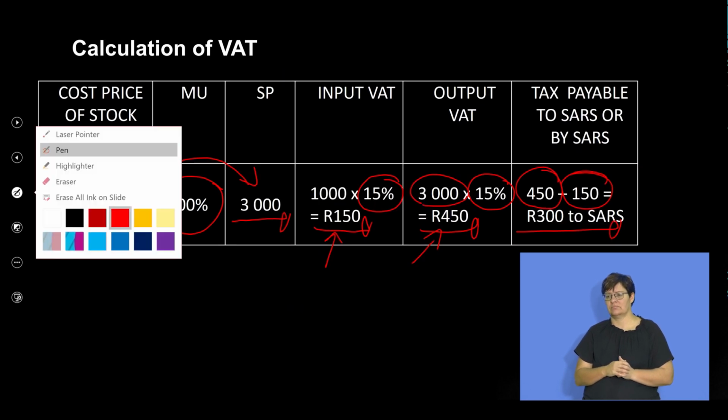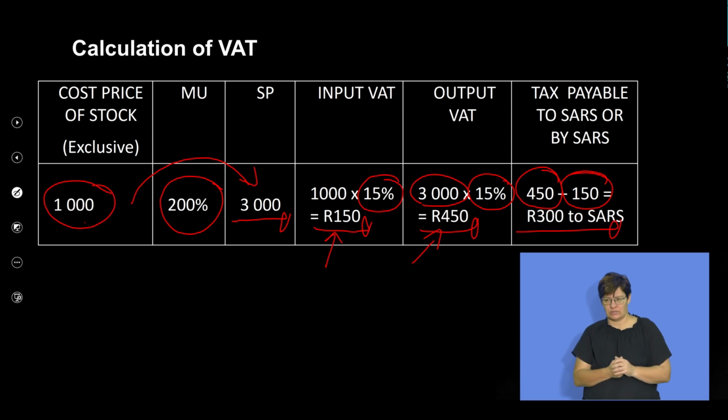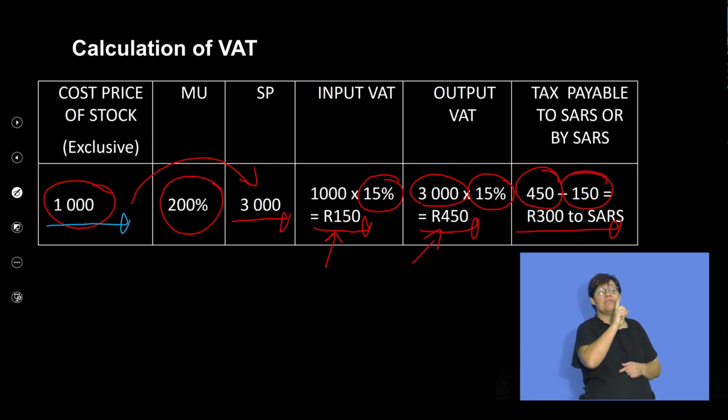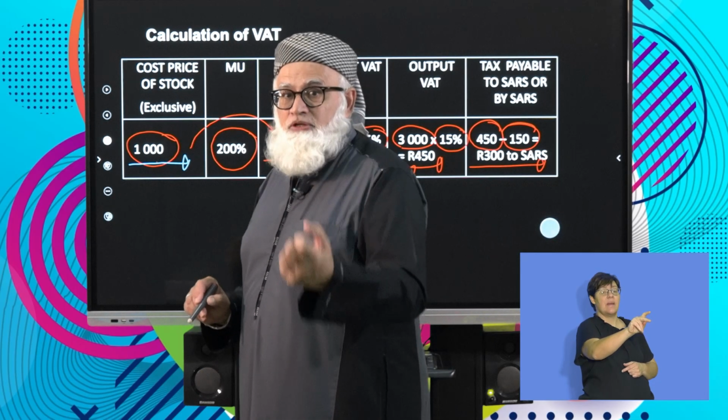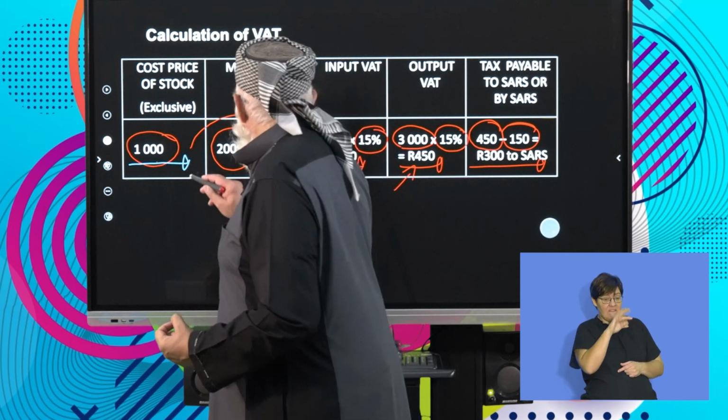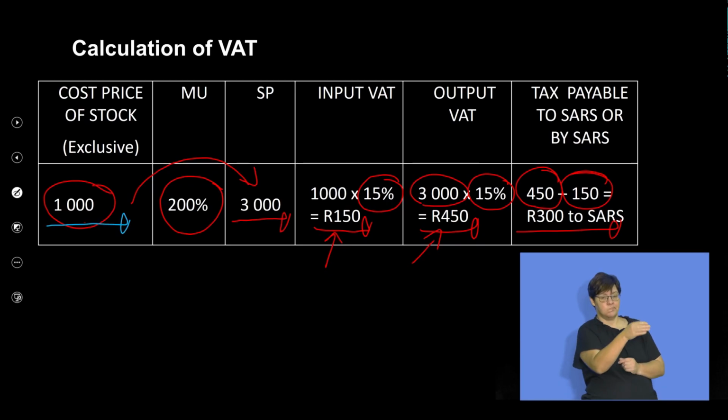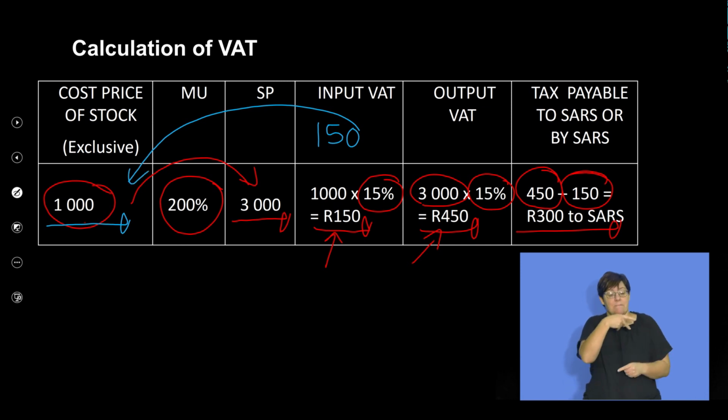So we said that when we as a consumer, as a VAT vendor, bought the goods, we paid 1,000 Rand for those goods. The VAT on that 1,000 Rand is the input VAT that we as the VAT vendor have paid. How much VAT did we pay on that amount? We paid an amount of 150 Rand.